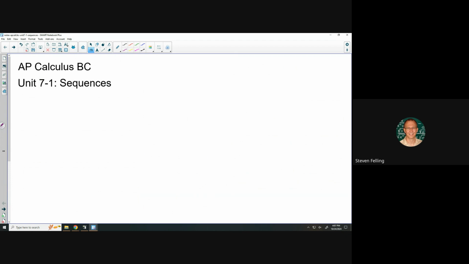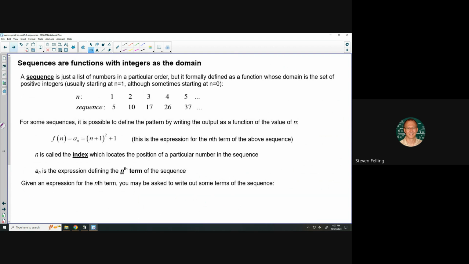All right, so we're going to define a sequence. What is a sequence? A sequence is technically just a list of numbers in a particular order. Simple as that. But it's more formally defined as a function whose domain is the set of positive integers, usually starting at 1, although it can start at other numbers like n is 0. And so you can think of it as this being the input to the function here, which we usually call n. And then there's an output, which is a value at each of those n's.